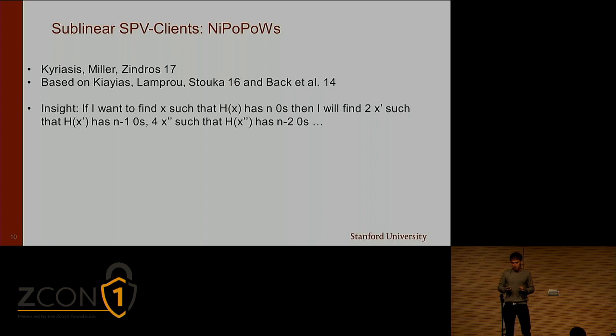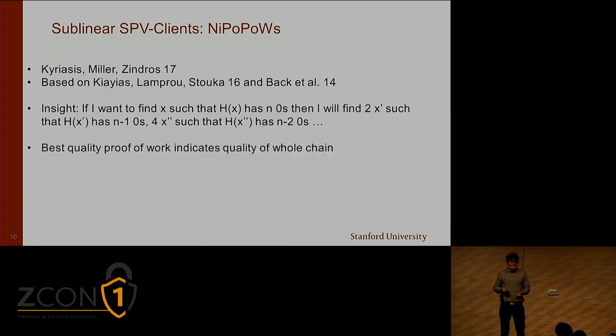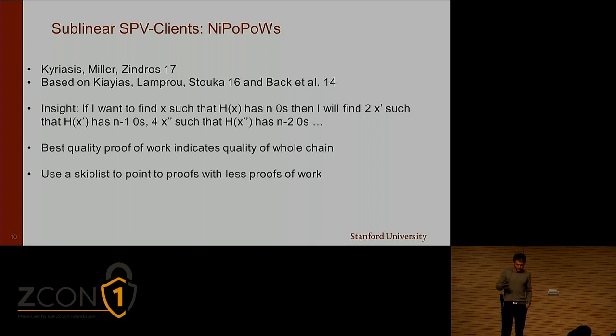So what does this mean? It sort of means that the hash in the blockchain with the most zeros gives you a pretty good indication of how many blocks there are in the total chain. So if I know that the difficulty is constant here, and I know that a normal block starts with 50 zeros, and I see a block with 60 zeros, then I know that there's probably about 1,000 blocks in this chain. So the best quality proof of work indicates the quality of the whole chain. And you can use a really cool skip list design to do this.